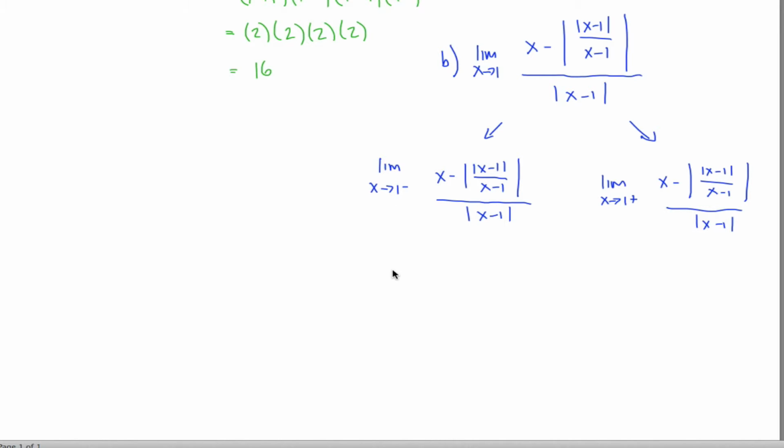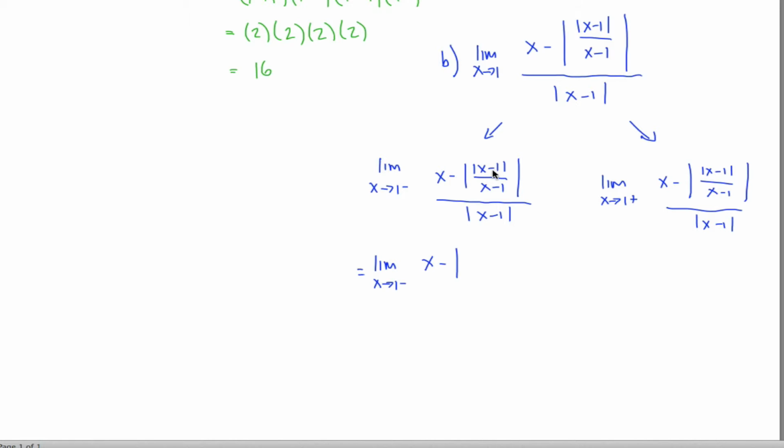If x is a little bit less than 1, then this x minus 1 inside these absolute value symbols is a negative number, right? Something a little bit less than 1, minus 1, is negative. 0.99999 minus 1 is a negative number. It's a negative number that's really, really small. It's close to 0, but it's negative.